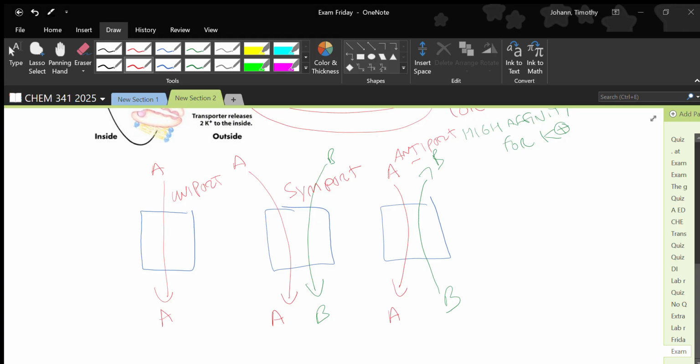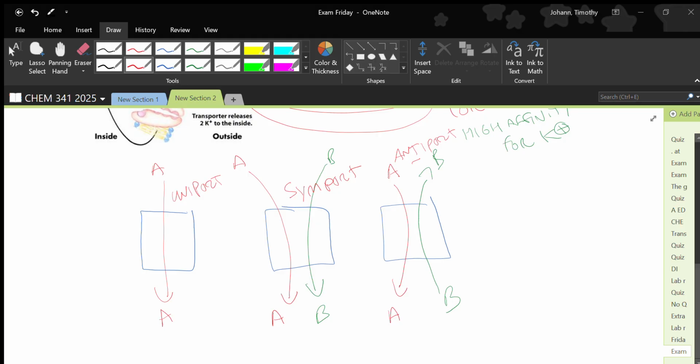Okay. That makes sense. Would it be just uniport because channels are typically specific? Channels are not very specific, right? But it would probably be uniport because you have a channel that lets in water. It could let in more than one thing, but probably not at the same time, right? It's just stuff going through a hole for a channel. For a carrier, these are probably carriers because you're going to specifically let in one thing and another thing at the same time. But it could be passive. It could be going down and up an electrochemical gradient that wasn't generated by something else on purpose, right?